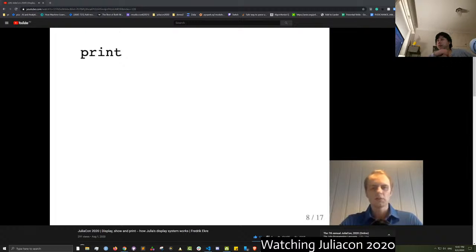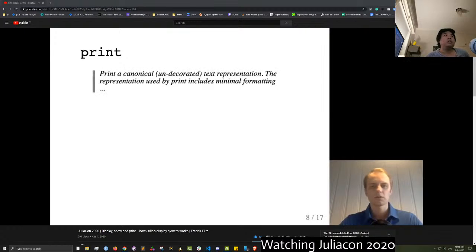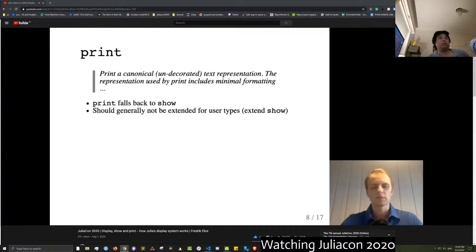There are also a couple of other functions that we haven't mentioned yet, which are also related to producing output, so I want to mention them here. The first one is print. Here I'm just quoting the documentation: print a canonical undecorated text representation. The representation used by print includes minimal formatting. So print is very basic and it falls back to show, actually. Generally you don't have to implement these for your user types. It's enough to extend show.